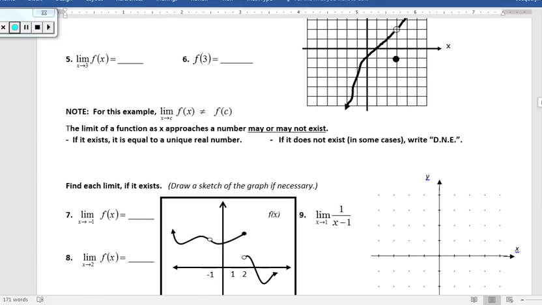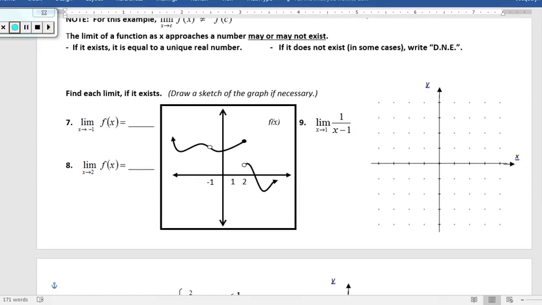Limits also do not have to exist. If they do not exist, we write DNE for does not exist. So let's look at this graph here. I'm just going to have to make some numbers up for output values. Any test you have will be perfectly clear.